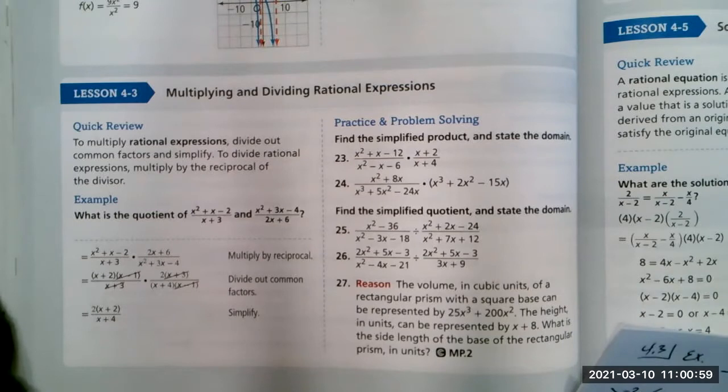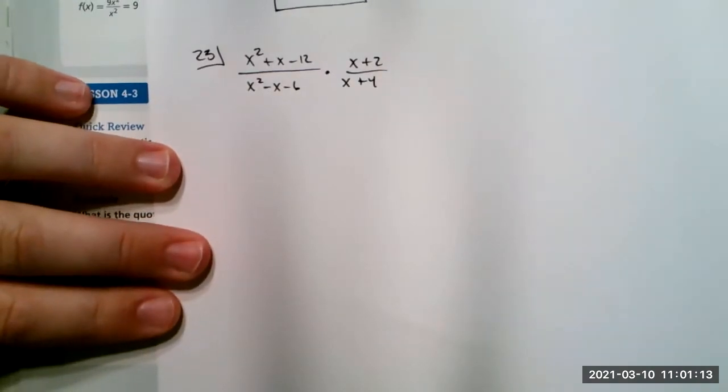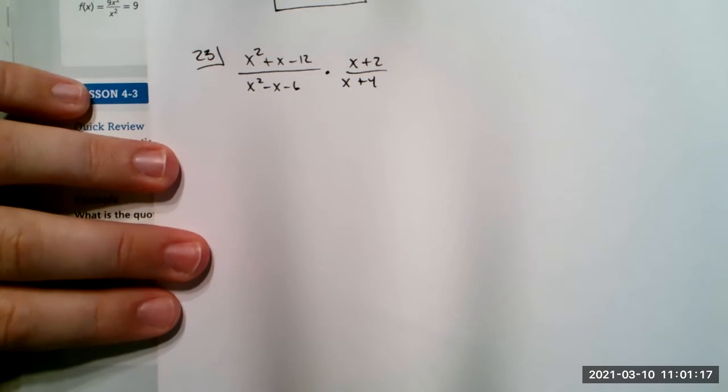X squared plus x minus 12 over x squared minus x minus 6 times x plus 2 over x plus 4. So there's my problem. Again, my first step, I do all 3 of these things in kind of the same motion as I'm going through here.